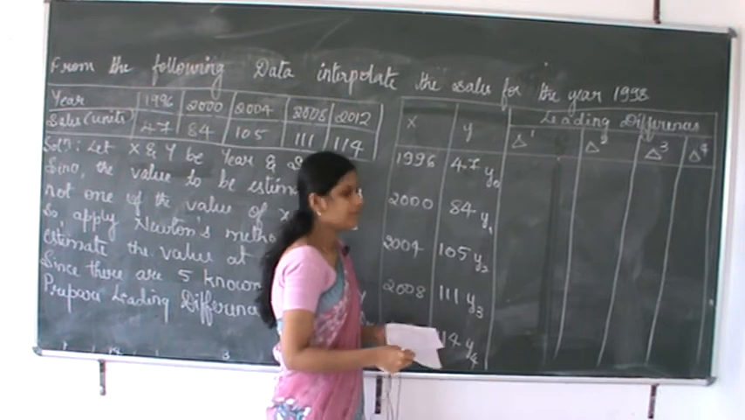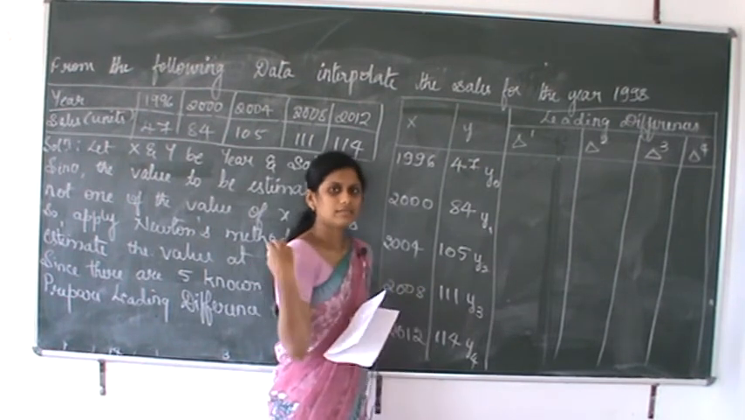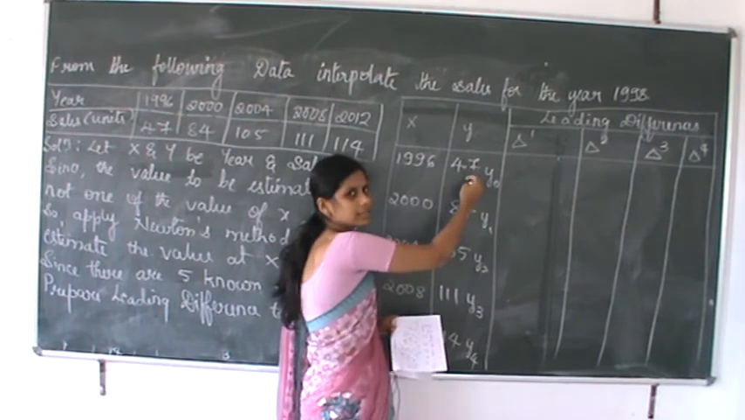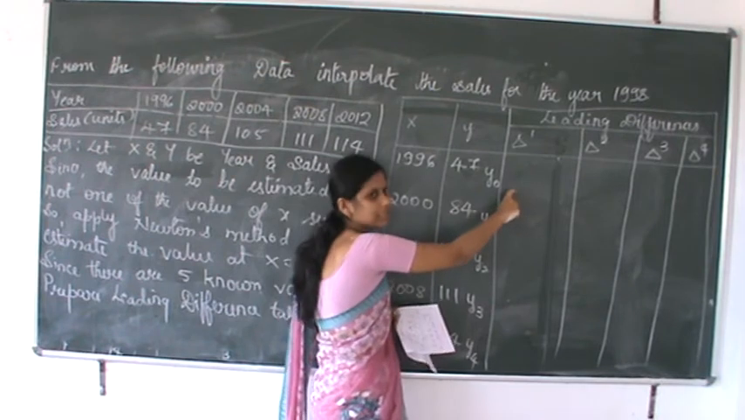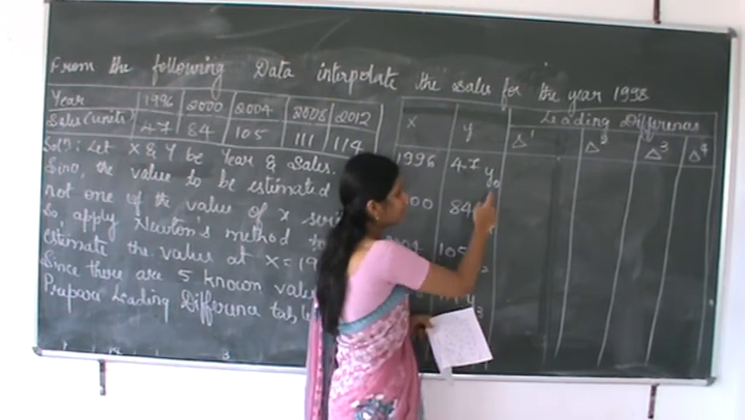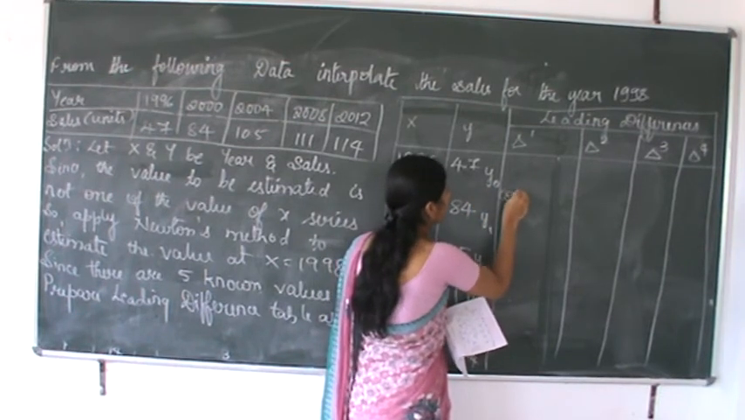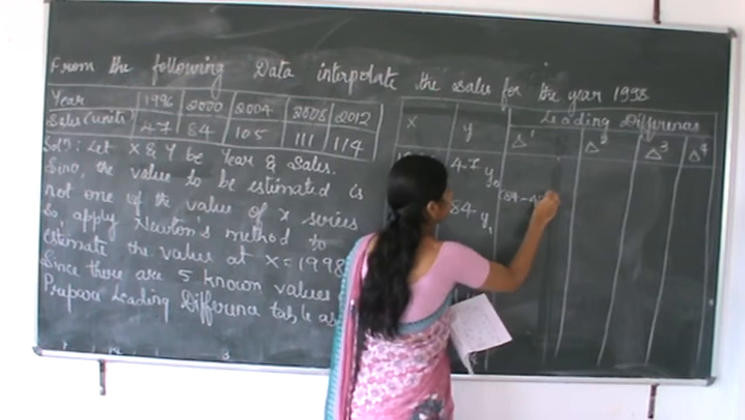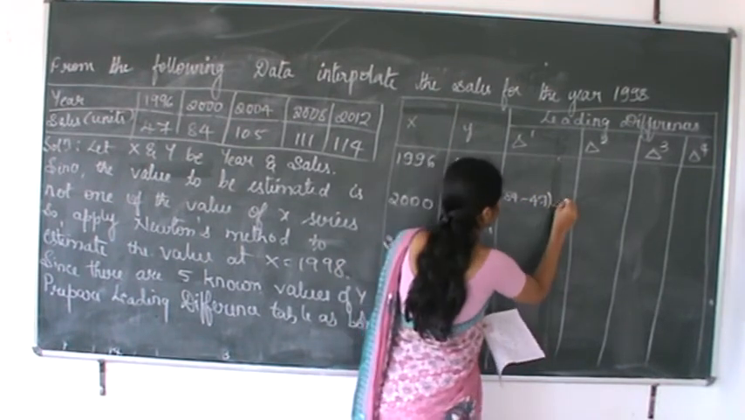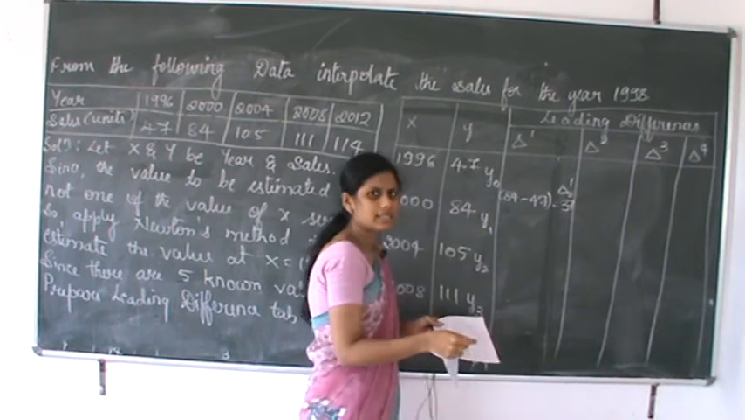Now we will find out the leading differences. I have told you just now how to prepare the leading difference table. We are going to deduct the values and write it in the middle space, whatever we have left. So this is y1 minus y0. y1 is 84 minus 47. 84 minus 47 is 37. This is nothing but delta 0 raised to 1, 37.